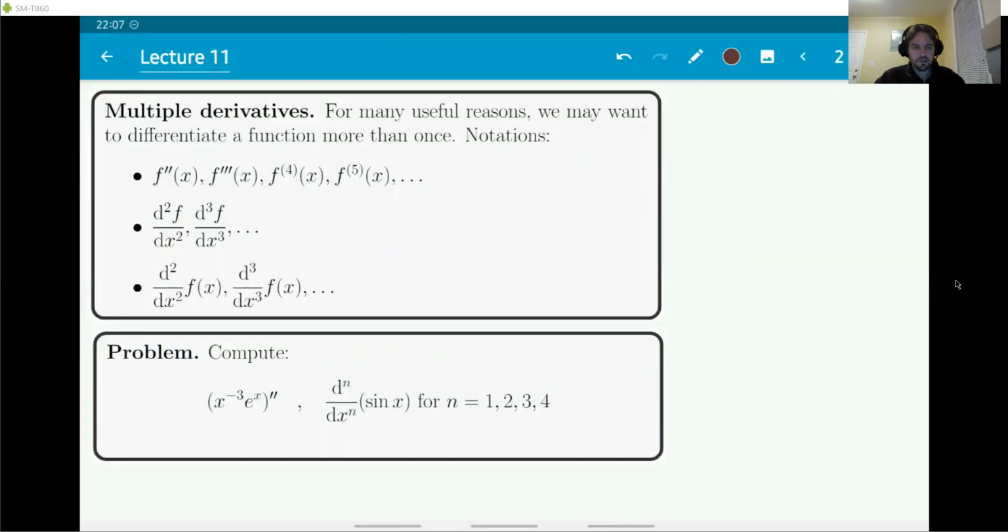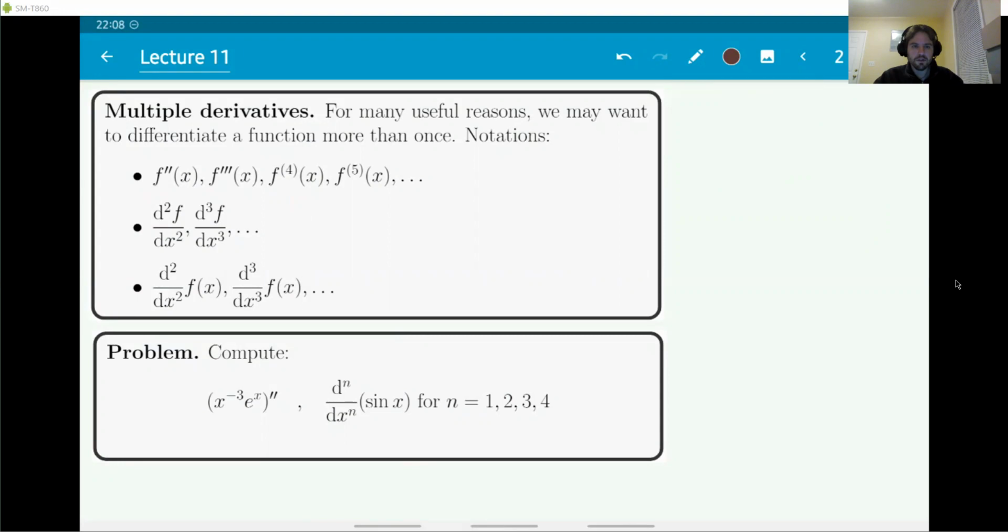So here are just some notations that you can have for multiple derivatives of a function. Of course, f prime prime means two derivatives. Triple prime is three derivatives. But at some point, you want to stop writing primes after primes. So you also have this kind of notation where the number is between parentheses. This just means four derivatives of f, 5, and so on.